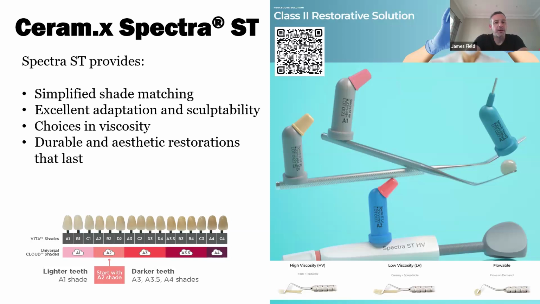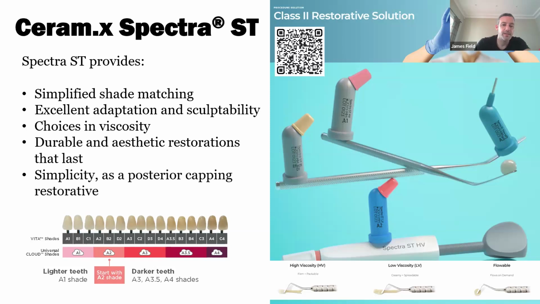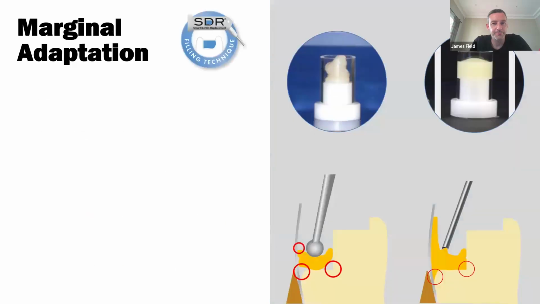Again, we're not talking here about very high-end aesthetic results, class 4s and wear cases where we want some real characterization. But this simplified shade approach, the cloud shades, will mean that you get a very aesthetic result with minimal effort. And again, we can use Spectra ST simply, if we wanted to, posteriorly as a capping restorative, but it can be used wholesale for anterior approximals.